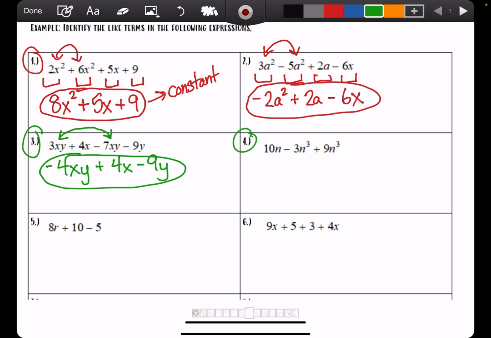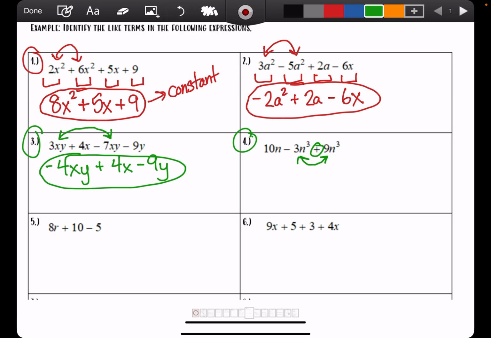All right, number 4. We've got 10n minus 3n to the third plus 9n to the third. We've got two terms here that are like terms, 3n to the third and 9n to the third. They're being added. Technically this one's a little different, so we need to be careful because we need to keep this subtraction sign. Well, no, we don't. Okay, we're good there. So let's do 3n to the third power plus 9n to the third power.